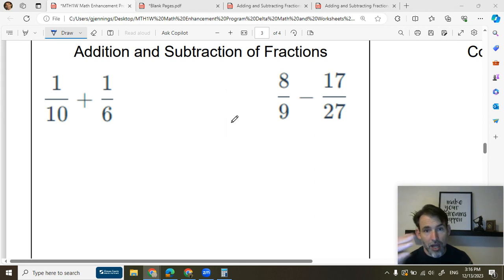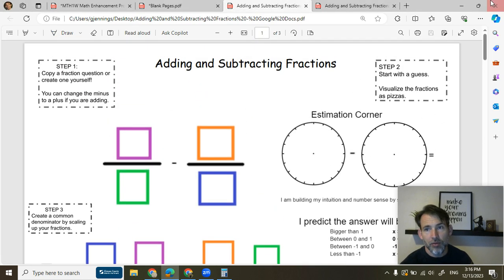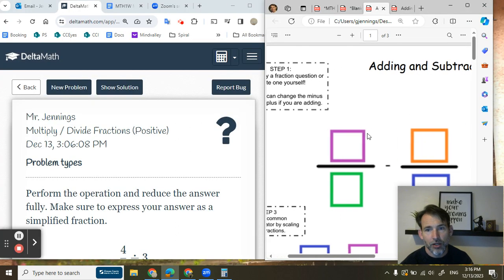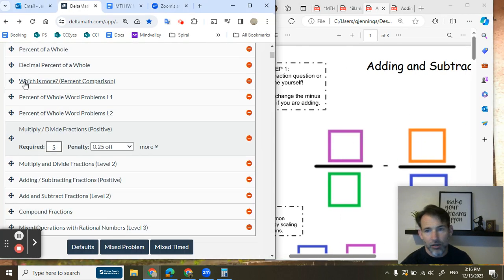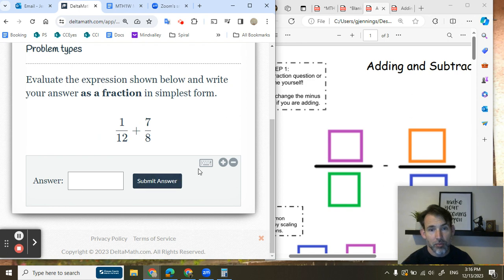So I want to show you how to use the wipeable boards that we developed for this program. So I'm just going to open up a copy of the wipeable board, make it a little smaller, and then we're going to go over here and get a fresh Delta Math problem. And then I'll show you how to do it without the boards. Adding and subtracting fractions when they're positive. Great. Positive fractions. What could be better?